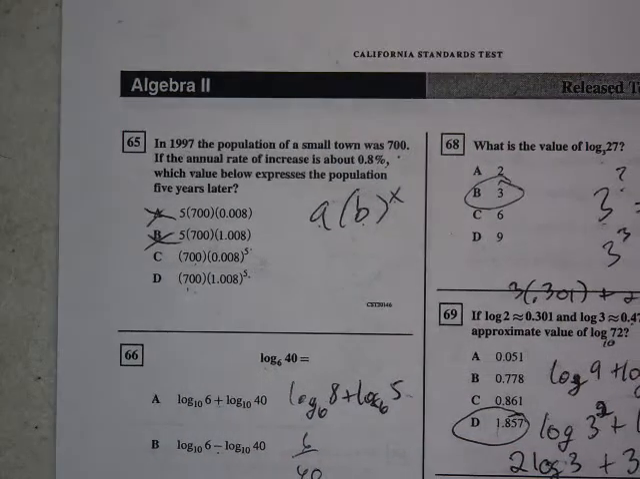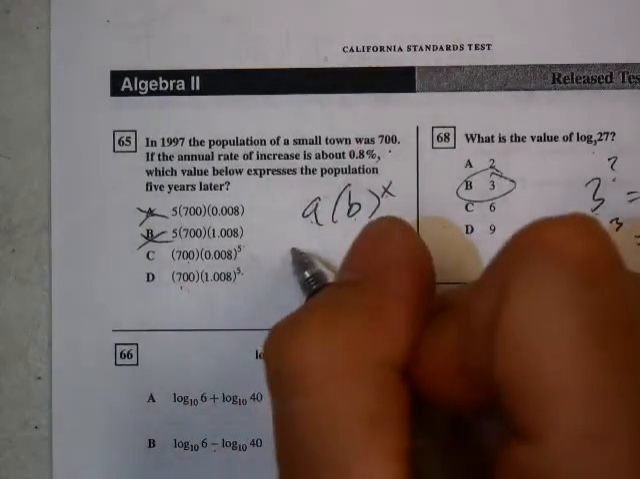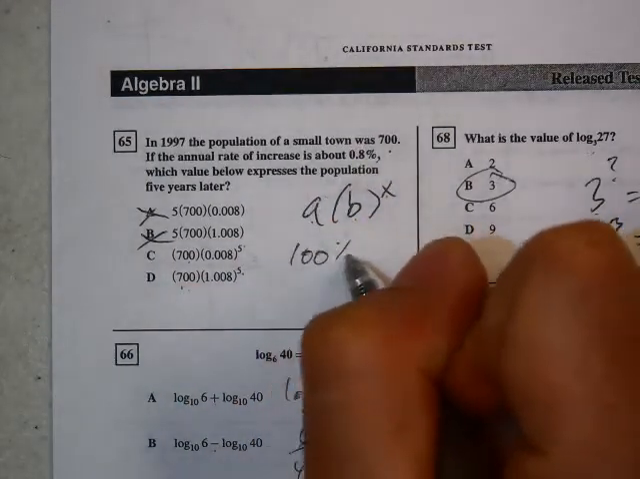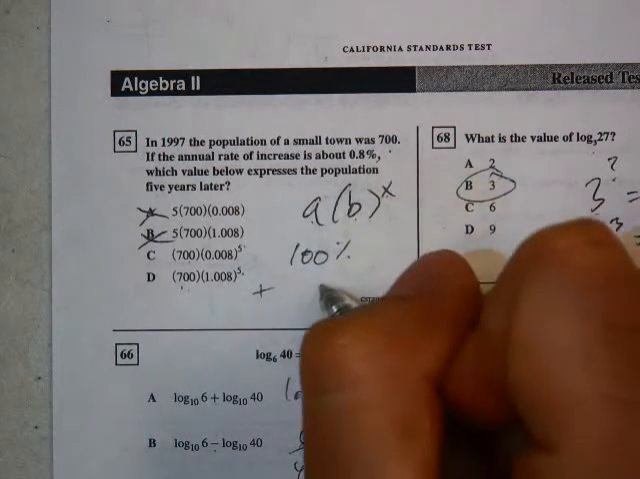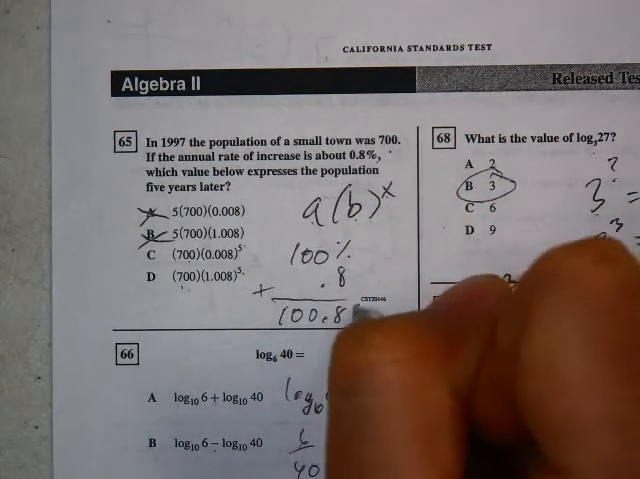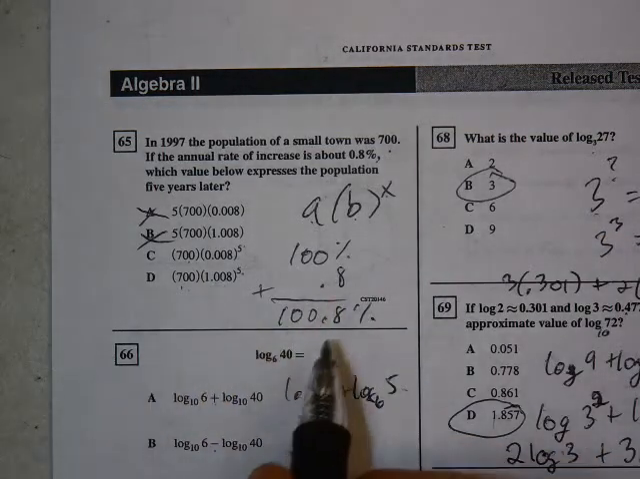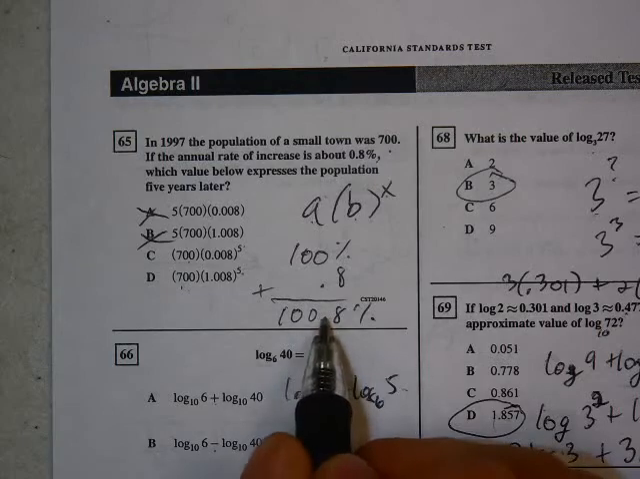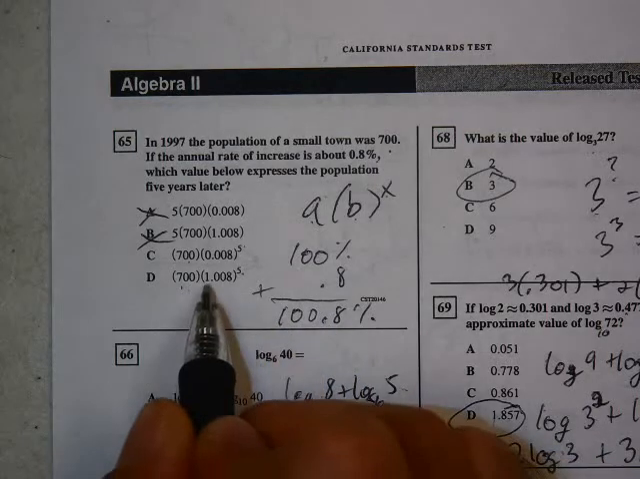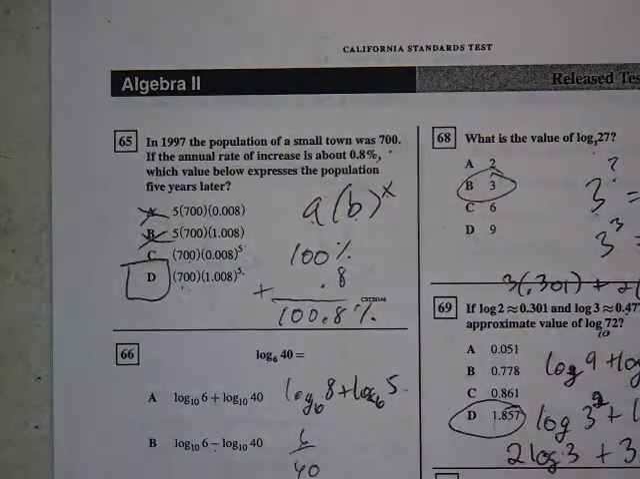The one thing we have to remember here is that with the multiplier, the percentage has to be added to 100%. We have 100% plus that 0.8 that is going up each year, which is 100.8%. To change that to a multiplier for the equation, remember we have to change it to a decimal. Move this over twice, and we get 1.008. So for number 65, our answer is D.